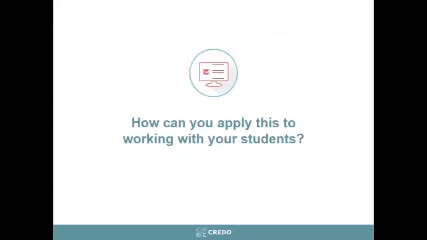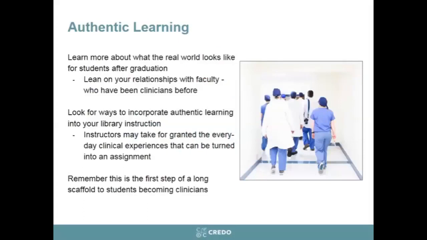So we wanted to talk a little bit about how you can apply what you've heard and learned about a clinical environment, and what your students are eventually going to be doing, to working with your students now. They're just starting out maybe in undergrad, or you're working with them as part of their nursing cohort. One of the biggest things that you can do is try to make your instruction with those students more authentic. We all get asked to come and do a session where the faculty member says, I've given the student a research project, and I want you to focus on that assignment. Sometimes those assignments are really great and authentic. It's something that a nursing student is definitely going to have to do in the future. And sometimes they're really not.